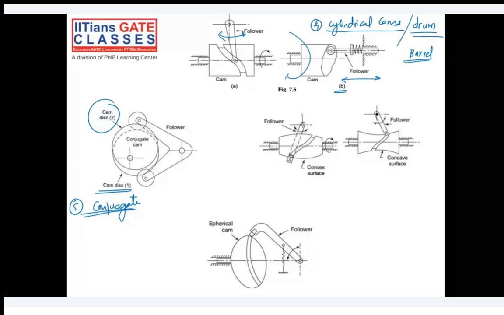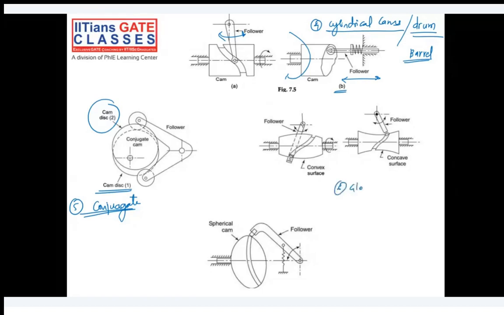Globoidal cam. In case of a globoidal cam, we can clearly see there are two surfaces, either convex or concave. It is more or less the same as a cylindrical cam, but the surfaces are either concave or convex. So you can clearly see this is more or less similar to it, but our surfaces are concave or convex in this case.